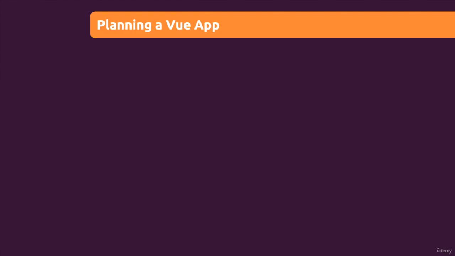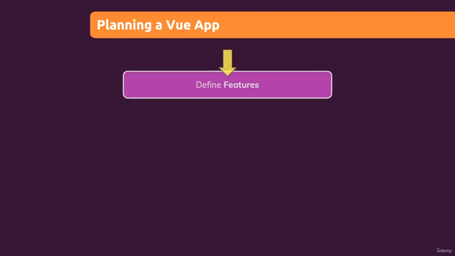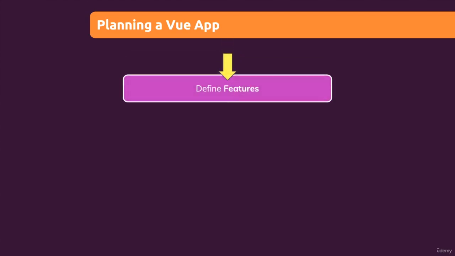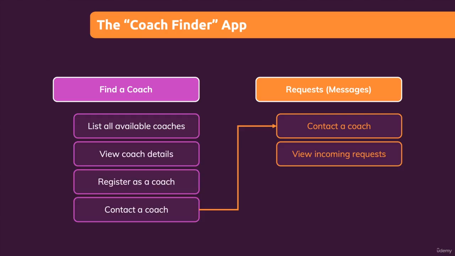Now, there is no single right blueprint to follow. There are tons of different ways of planning an application, and here's just one possible way of doing that. I like to start by defining the key features of the app I want to build. So in this case, Find a Coach and requests, and then the sub-features that belong to these areas, like listing all coaches, registering as a coach, sending messages, and so on.